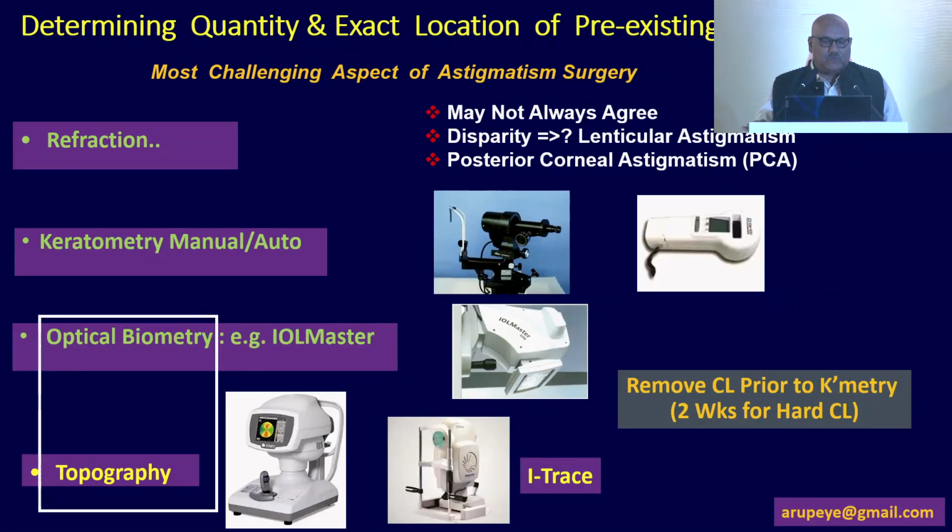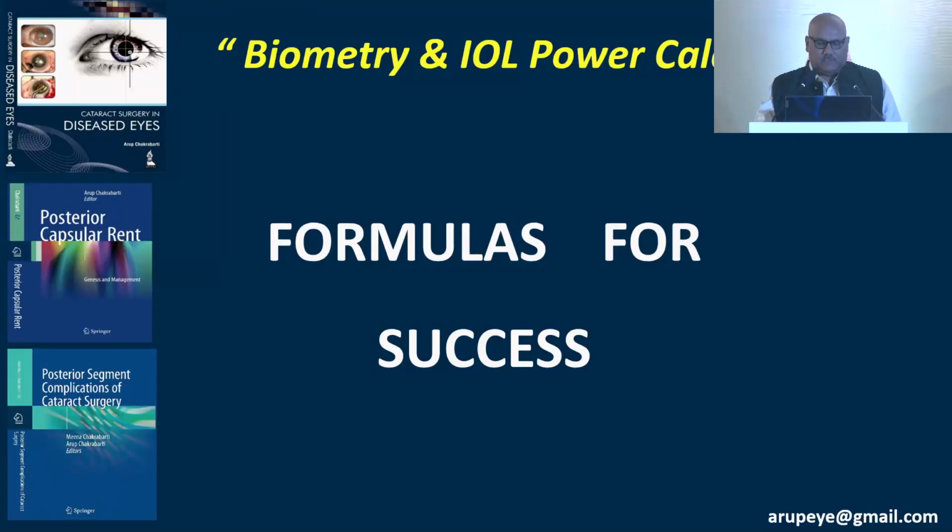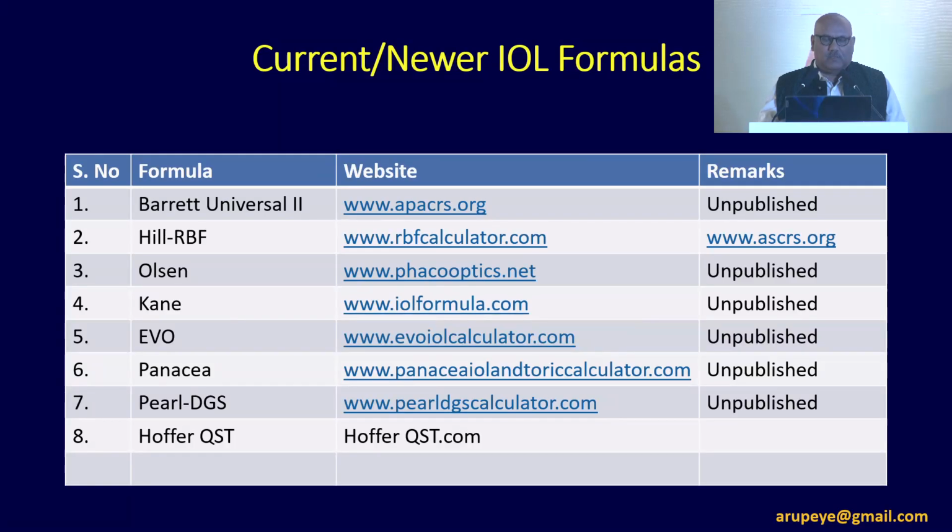This is what I use for my biometric evaluation. I use a topography. This is a must for toric IOLs and for the newer generation intraocular lenses. Eye trace also helps you to rule out certain cases for these advanced technology lenses. Now, once you have got very precise biometric parameters, you need to use a particular good formula.